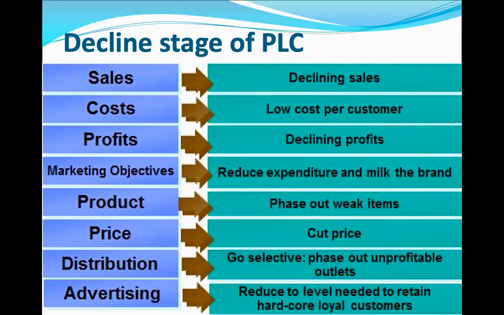What should be the marketing objective for products that are at this stage, decline stage? So reduce expenditure and milk the brand. Okay, so at this stage, sales are declining. You don't want to invest so much into advertisement or promotion and so on and so forth. So you want to reduce expenditure and then milk that particular brand as much as possible. Okay, so what are the strategies? So for products, phase out weak items. So if you have some weak items among the product lines, try to get them out of the market.